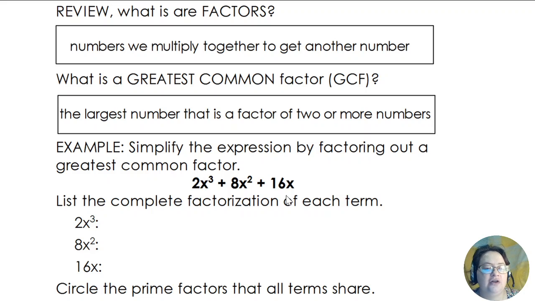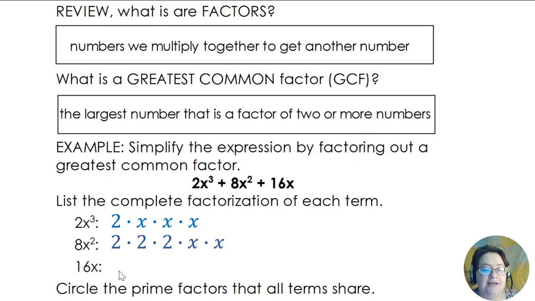We're going to factor out the greatest common factor. We want the factorization of each term. So we have 2x cubed. So we have a 2 and x cubed, we have 3 x's as our factors. So I'm going to write those out. Now 8 is 2 times 4, or 2 times 2 times 2. And then we have 2 x's, so that's x times x.